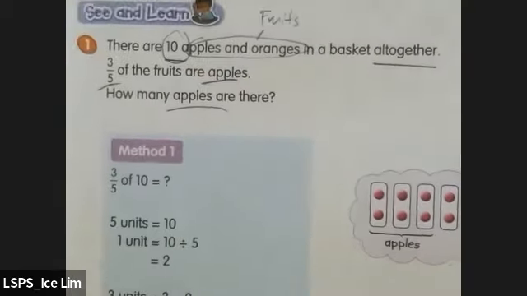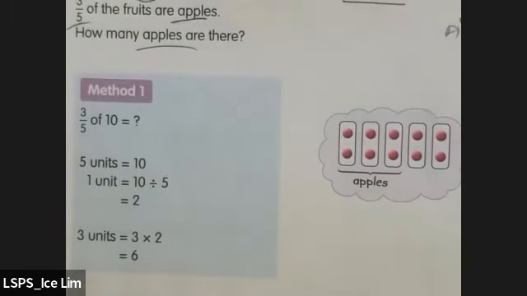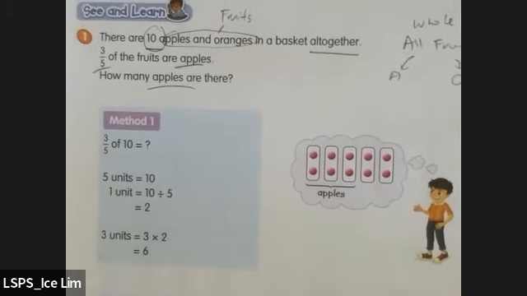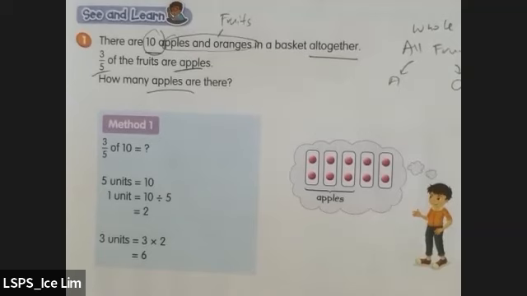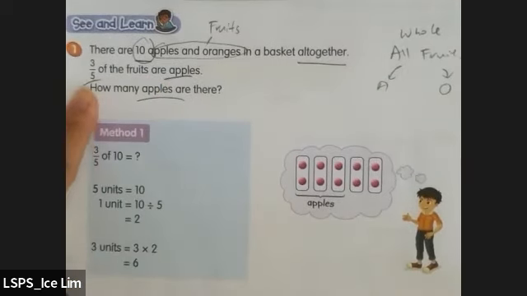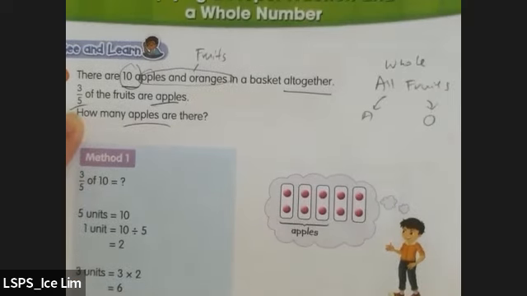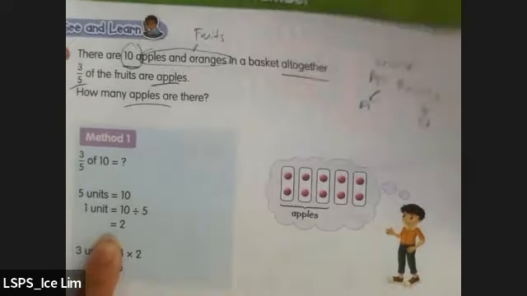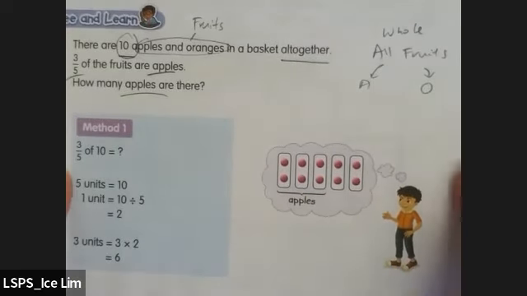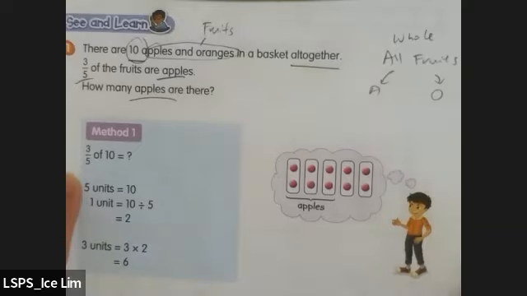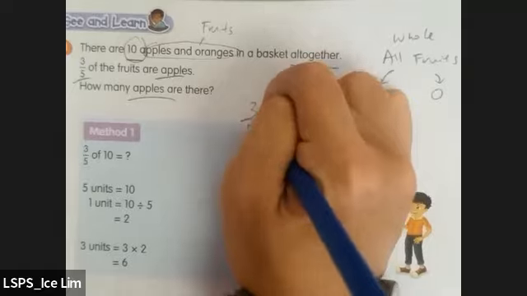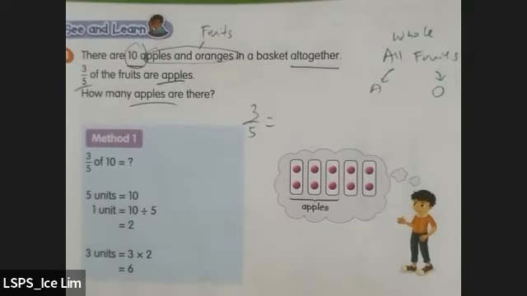So come back to here. It gives you 2 methods. The first method is the unitary method. So saying that 3/5 of the fruits are apples, it will mean that I can group the fruits into 5 groups, like this. And out of these 5 groups, 3 groups are apples, 3/5. There are many methods I can solve this. First, I can look at 3/5, and at primary 4, I would have learned this before.